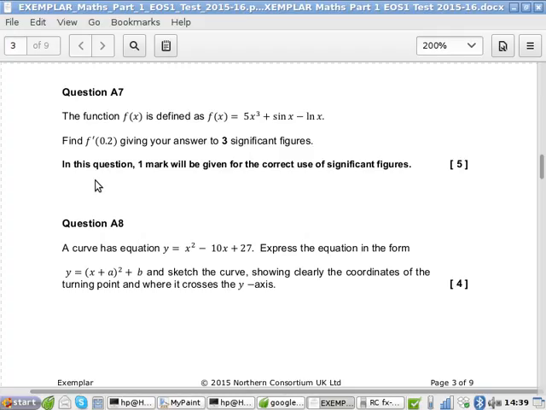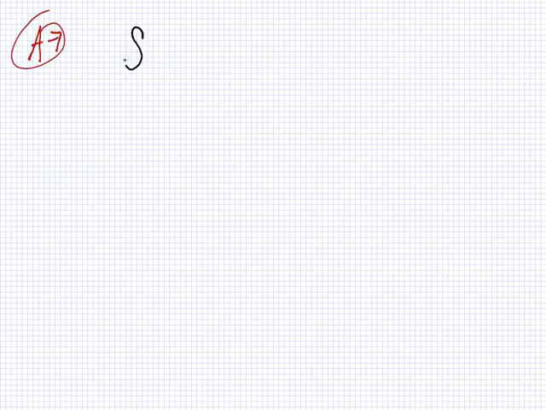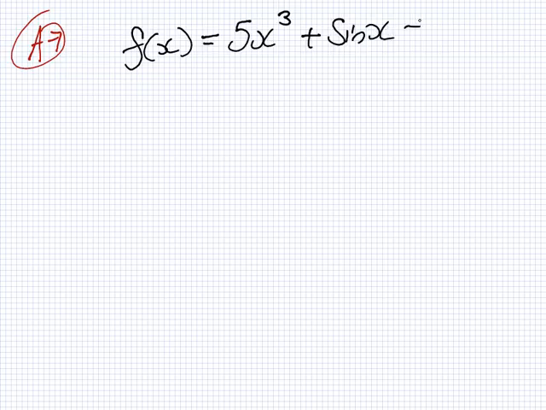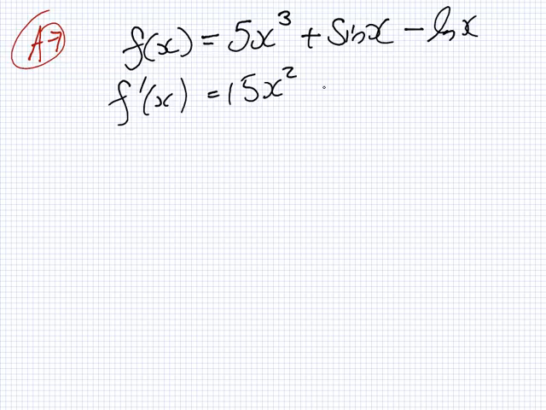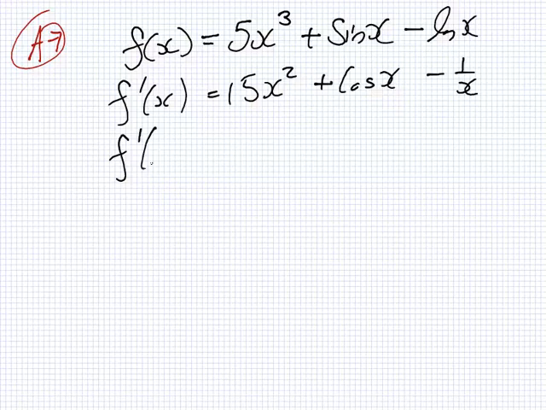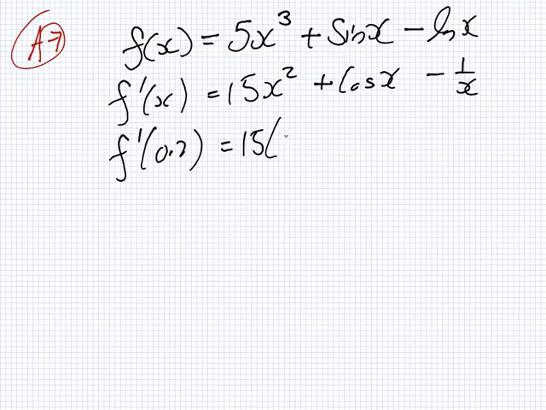Okay, let's do seven now. Ian, what was the original function? It was 5x cubed plus sine x, plus log x. No, minus ln x. Okay, so the derivative here is 15x squared plus cos x, minus 1 over x. And then we want the derivative at 0.2. So that's 15 times 0.2 squared plus cos 0.2 minus 1 over 0.2.